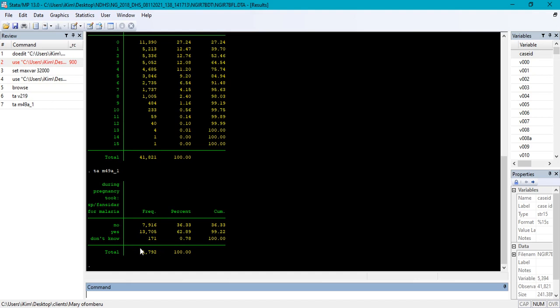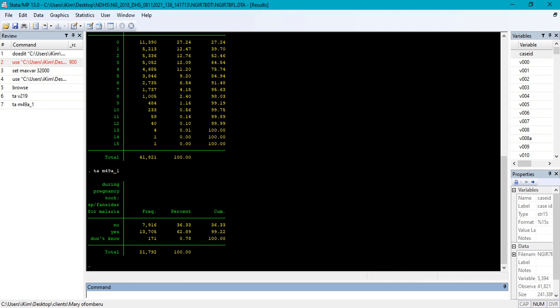So that's one of the reasons we have what we call the missing values. 20,000 people didn't respond. That will include those who were never pregnant, because if you are not pregnant, why will you say you took something during pregnancy? So definitely they won't answer this question. Some even are pregnant presently, or even had a child before but refused to answer the question. So they are part of the missing values. So all we have is 41,792 people who responded to the question of the uptake of SP Fansidar for malaria during pregnancy.